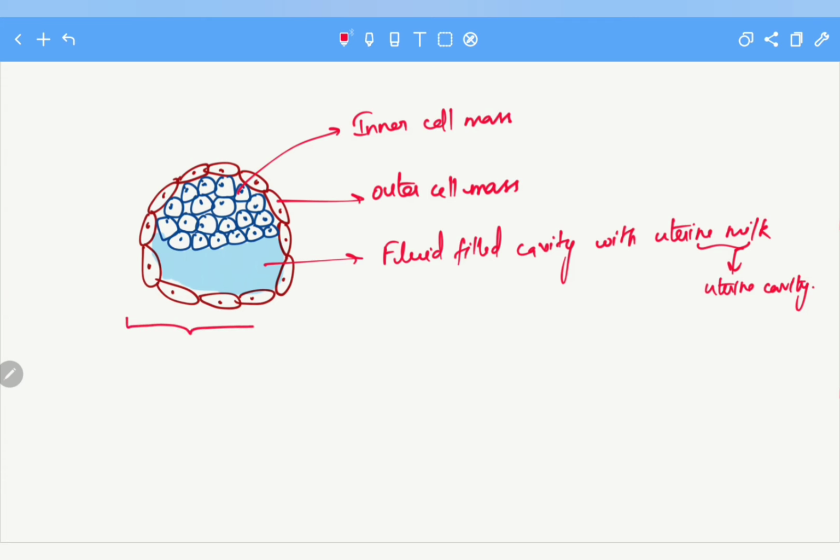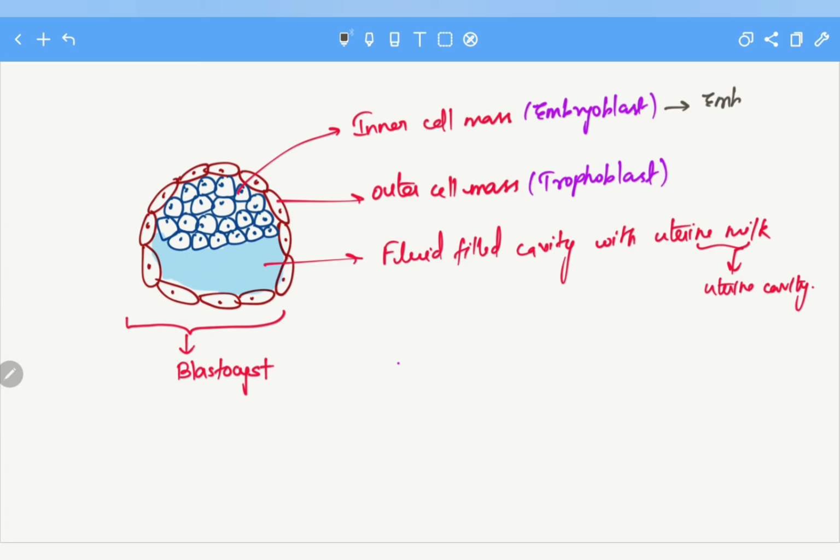What is this called at this stage? It is called blastocyst. The inner cell mass is called the embryoblast and the outer cell mass is called the trophoblast. The embryoblast later gives rise to an embryo, and the trophoblast gives rise to the placenta. You know what this fluid-filled cavity is called? The fluid-filled cavity in the blastocyst is called the blastocele. It gives rise to the yolk sac.